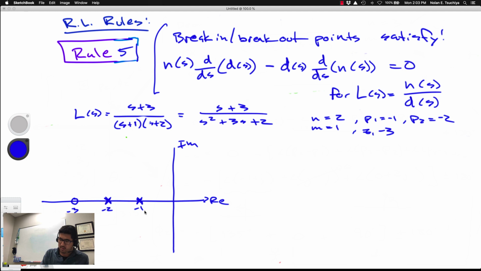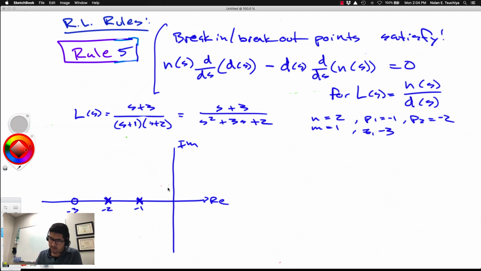How is this root locus going to look? First of all, we have all real poles and zeros. So what's interesting here is we still have to apply all the rules that we've learned so far, 0 through 4. Probably the easiest place to start is by applying rule 2, which again is to say what part of the real axis is going to be included on the root locus.